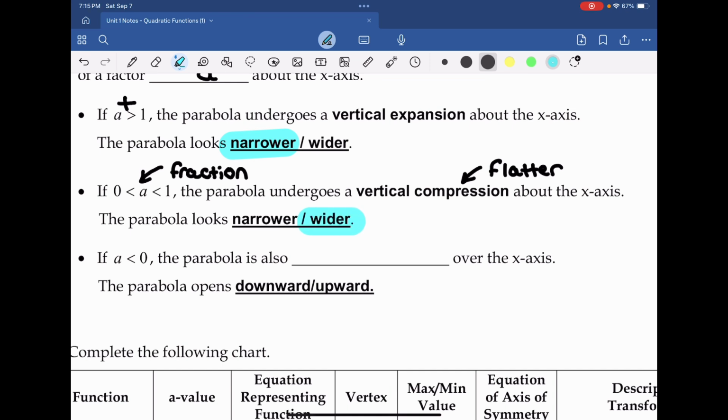It's flattened out. And then if a was less than 0, or if it was a negative value, the parabola is also reflected over the x-axis, and the parabola will open downwards. So that negative causes all of the y values to flip from their original positive location to negative. The x's don't change, the y's do though. And because the y's change, we see this overall reflection about the x-axis.